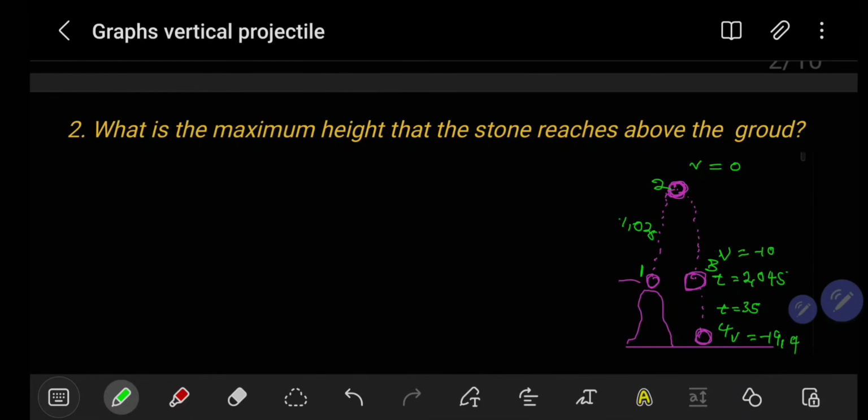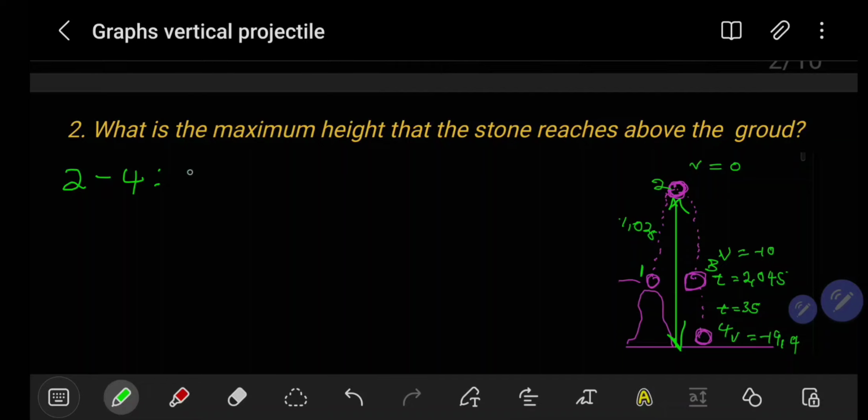Then the other question, they say, what is the maximum height that the stone reaches above the ground? So when they want the maximum height, they want the distance from the maximum height of the ball to the ground. They want the displacement from the ground to the maximum height of the ball. So we can calculate this by looking at point 2 to point 4.